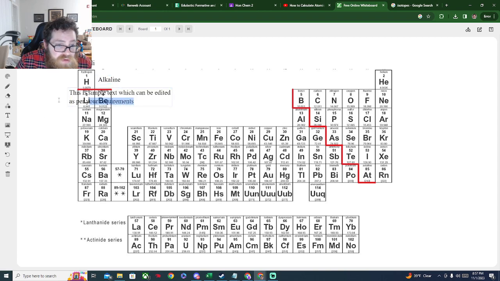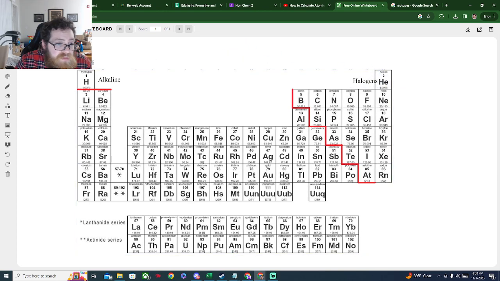Halogens. Halogens are the second to last group. These are highly reactive, generally dangerous chemicals in their elemental form, so when they are pure elements. As parts of compounds, it depends. Sometimes they can be dangerous, sometimes they can be harmless.